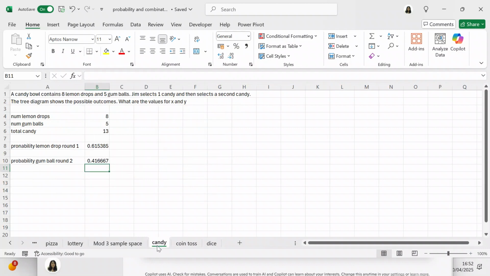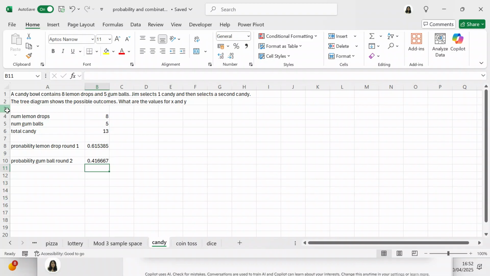Okay, so now what we're going to do is we have a question regarding candy. A candy bowl contains 8 lemon drops and 5 gumballs. Jim selects one candy and then selects a second candy. The tree diagram shows the possible outcomes. What are the values of X and Y? So the value of X is a lemon drop in the first branch of the tree, and the value Y is gumball in the second branch of the tree.